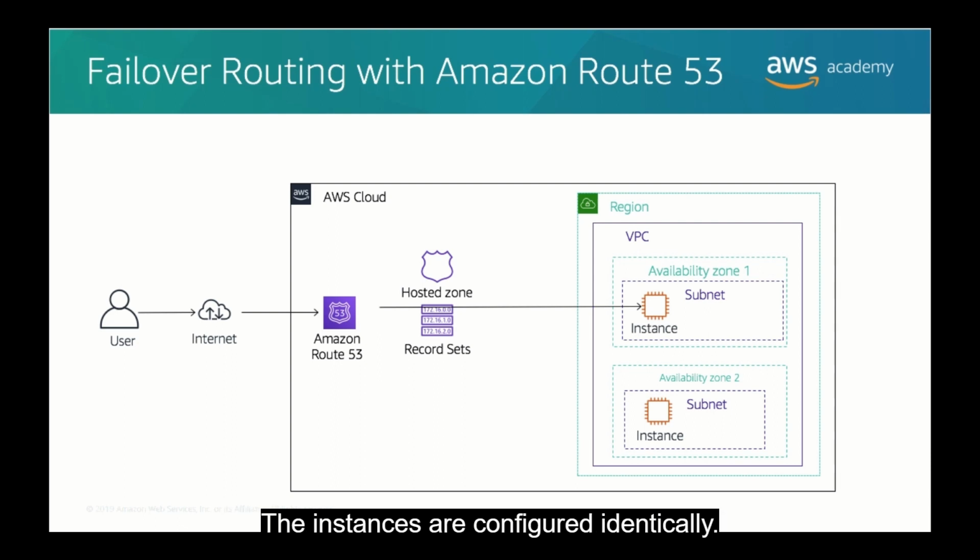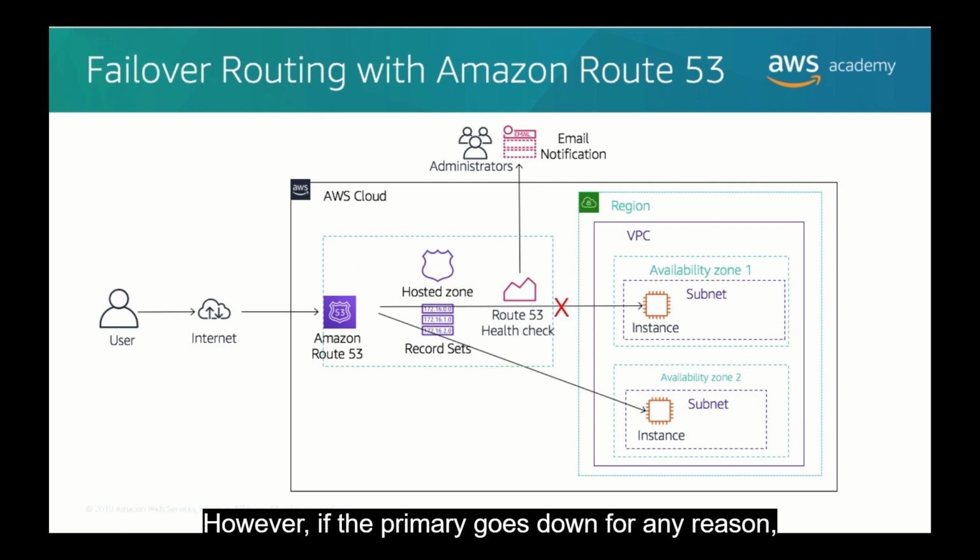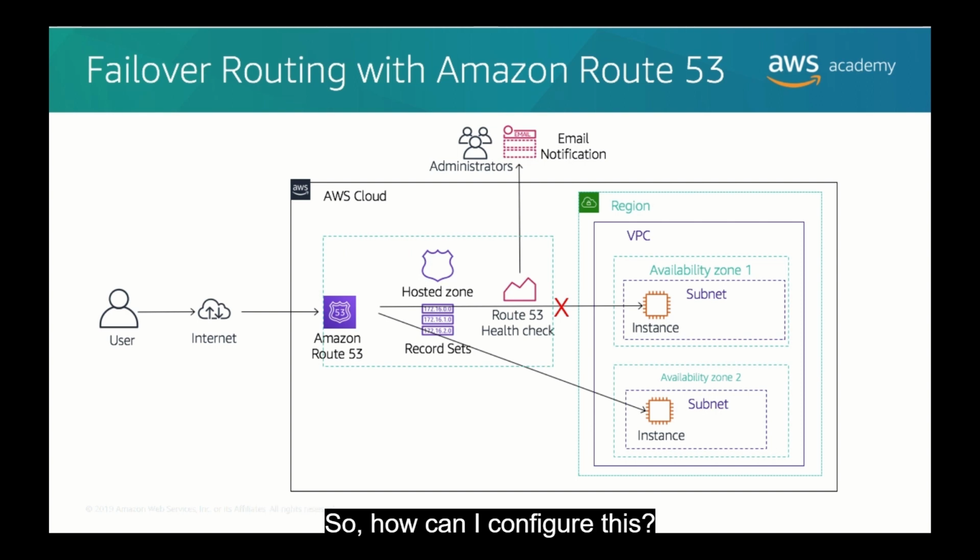The instances are configured identically, and I want to configure Amazon Route 53 so that one of these instances, the one in availability zone 1, is the primary server that will service all HTTP requests. However, if the primary goes down for any reason, I want the instance running in availability zone 2 to take over the handling of the HTTP requests so that users won't even notice that my primary web server went down. So how can I configure this?